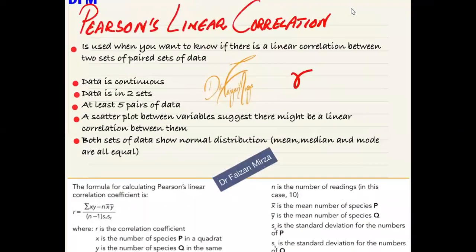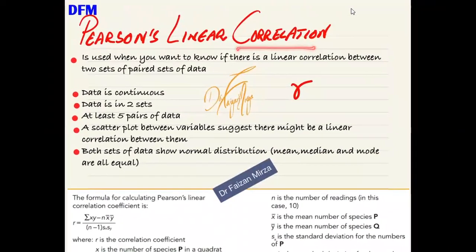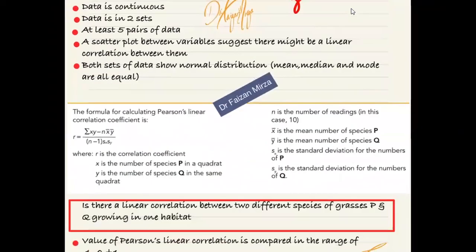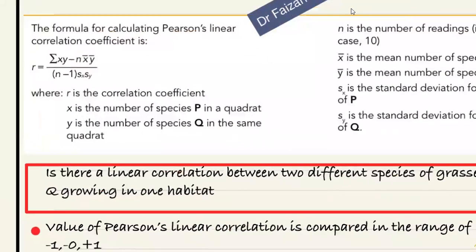Pearson linear correlation. There are two types of correlation that you study in your syllabus: Pearson linear correlation and Spearman rank correlation coefficient. Now, for Pearson linear correlation, you calculate the value of r, using the formula: summation xy, you subtract n times x bar, y bar. X bar and y bar are the means of the two sets of data. You divide it by n minus 1, where n is the number of samples, the number of readings. You subtract 1 from it, and you have Sx, Sy. Sx is the standard deviation of the set X, and Sy is the standard deviation of the set Y.